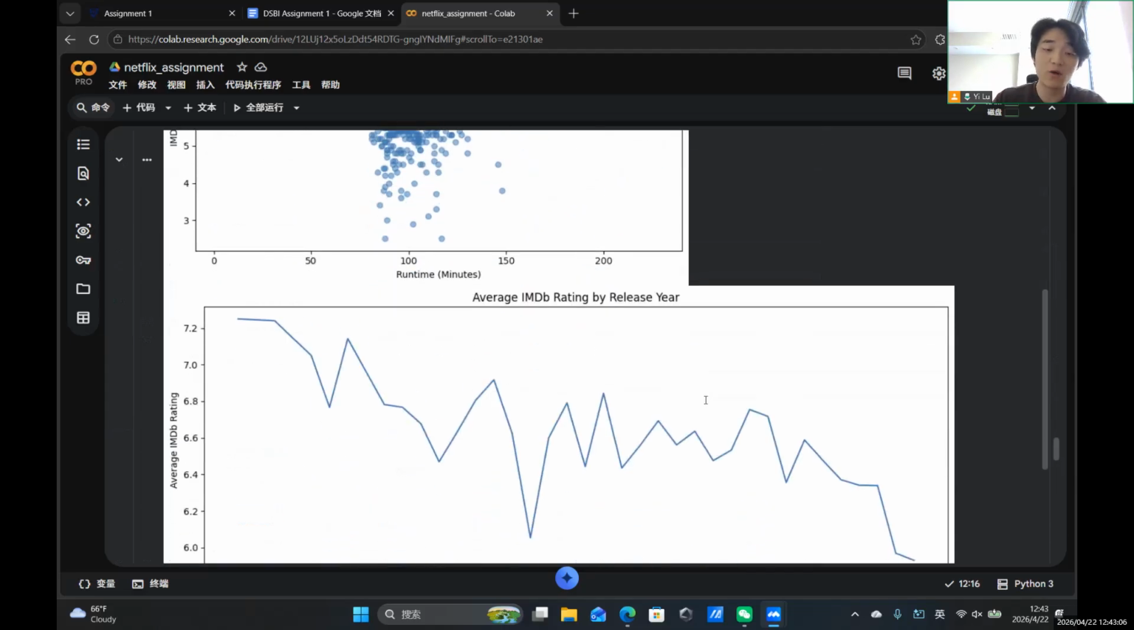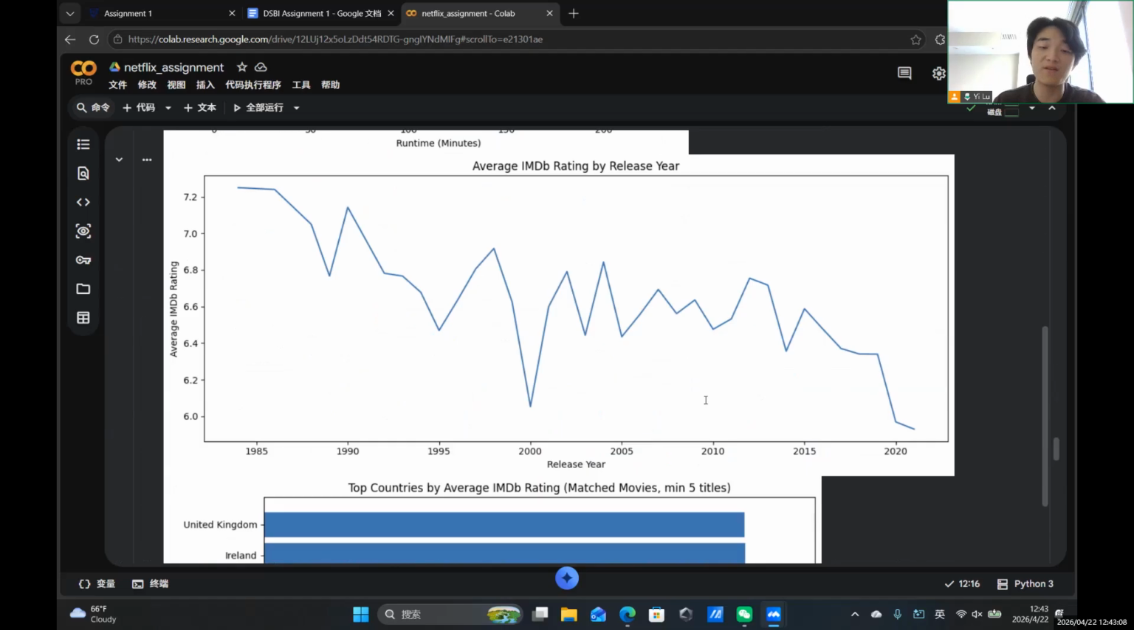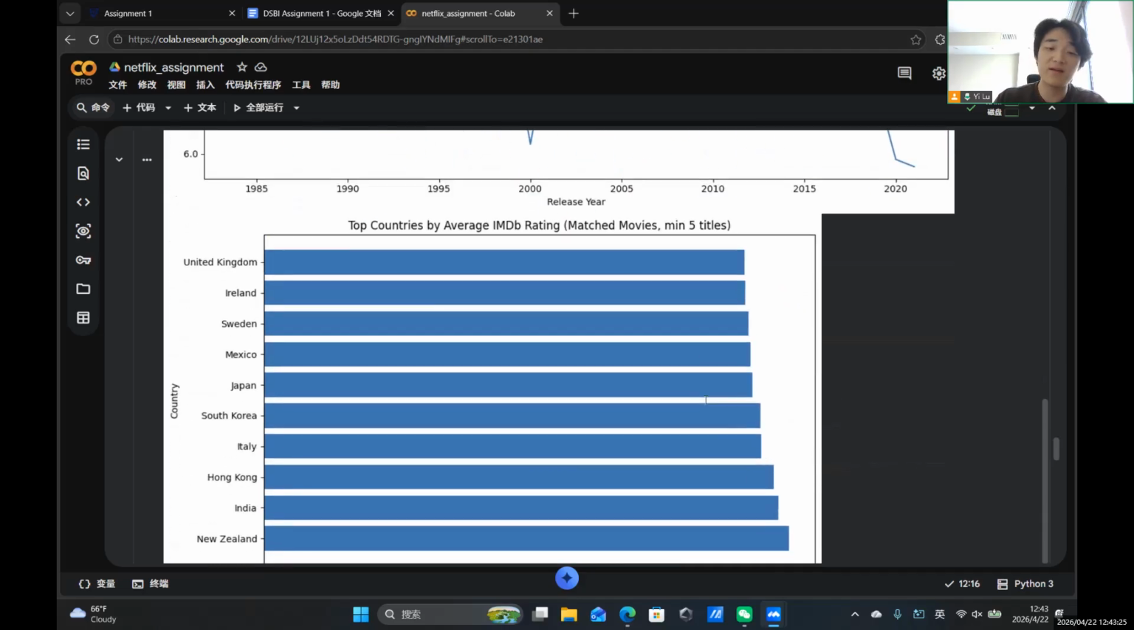Fourth, the number of titles increased sharply from the mid-2010s and peaked around the late 2010s. This supports the idea that Netflix expanded its catalog aggressively during this period. However, expansion in volume does not necessarily mean better audience response. That is why the merged Netflix-IMDb movie analysis is important.